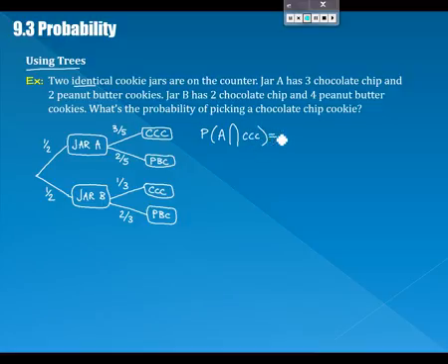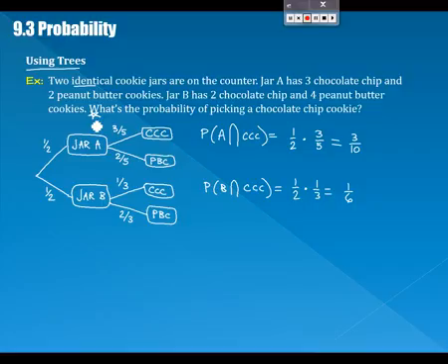It's 1/2 times 3/5. We're just going down this tree. So that comes out to something. And I could ask another question, like how about the probability of jar B and getting a chocolate chip cookie? What would that be? 1/2 times 1/3 equals 1/6. And those are actually the only situations I care about for this particular question, because that's the question.